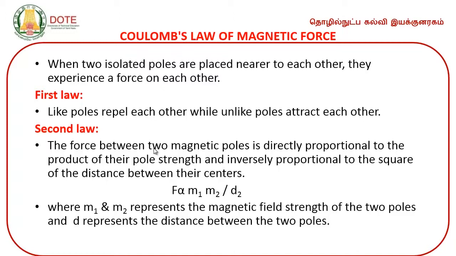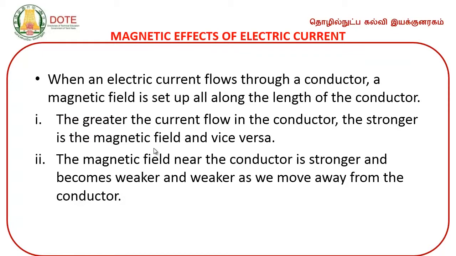So, F is directly proportional to the product of M1 and M2 divided by the square of the distance between the two, where M1 and M2 represent the magnetic pole strengths of the two poles and D represents the distance between the two poles. From this second law, we come to the conclusion that the higher the distance between the poles, the lower is the force. When an electric current flows through a conductor, a magnetic field is set up all along the length of the conductor.